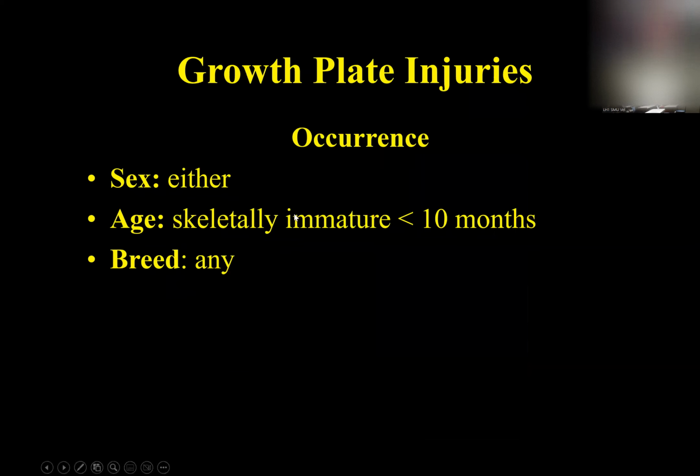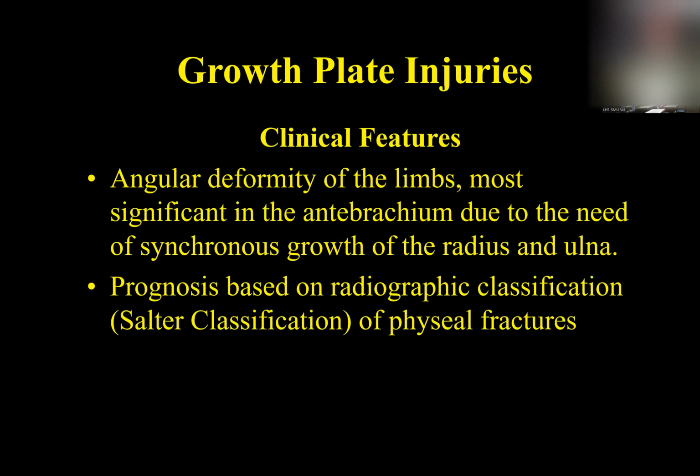Okay, growth plate injuries. If you have a young dog or young cat, usually less than about a year of age, and they damage their growth plate by trauma, they hit it on something or fracture it or something like that, that can lead to growth abnormalities, which leads to what's called angular limb deformities. So the bone doesn't grow in a normal way. It may stop growing at all, or it may grow off to one side, abnormally. Growth plate injuries occur in any animal that's not skeletally mature, so less than a year of age.